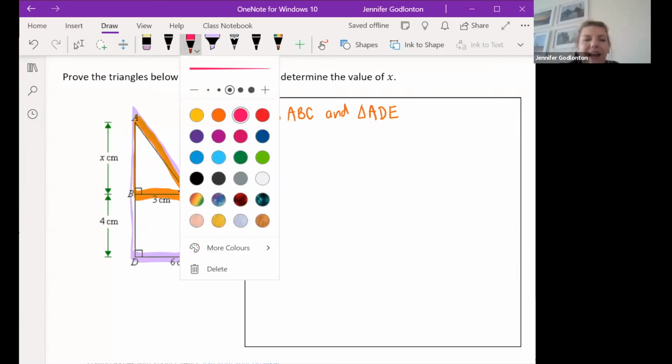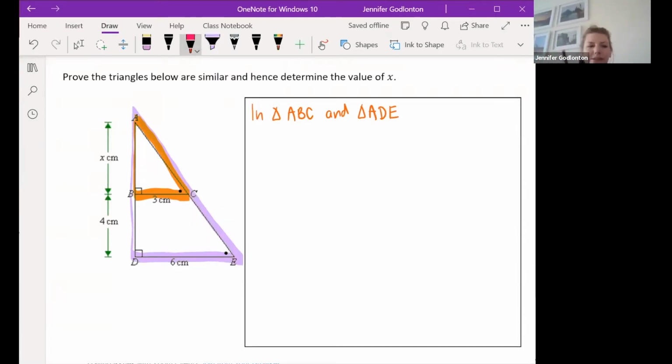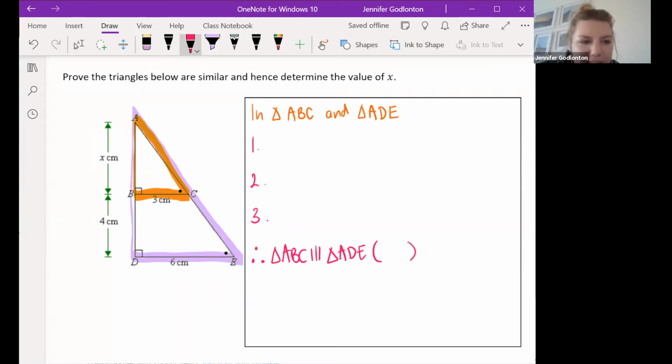All right. How many reasons do we need now? Three. Good. So we're going to need three reasons: 1, 2, 3, and then we're going to end with our conclusion. Our conclusion is going to end with triangle ABC is similar to triangle ADE, and then we are going to give our reason. All right. Let's start. Reason number 1. Suggestions. I'm open for it all.